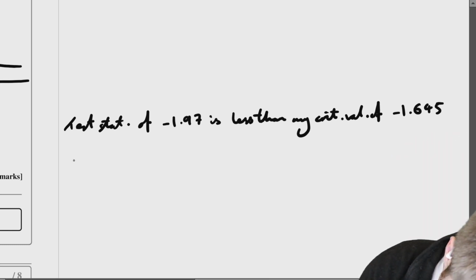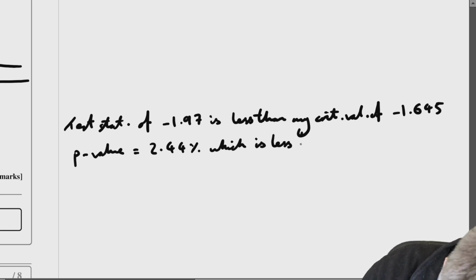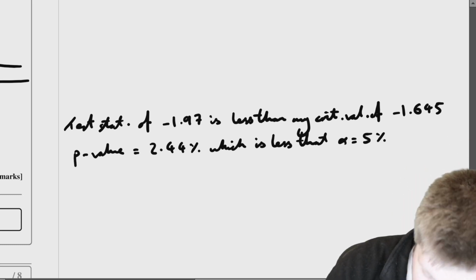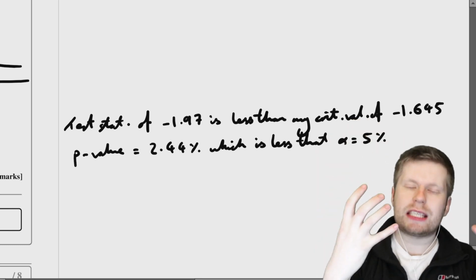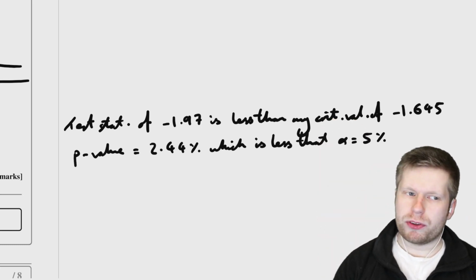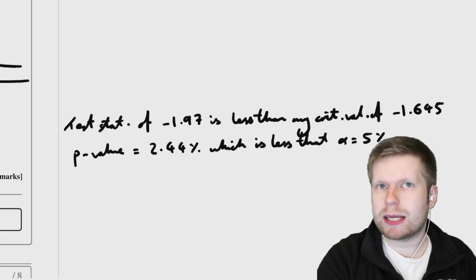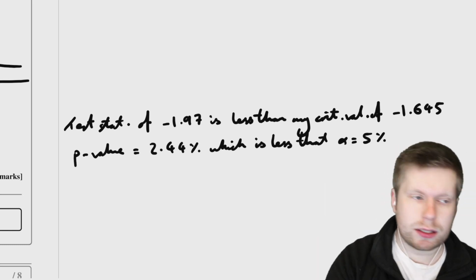The other thing I need to say in terms of my p-value. So my p-value is equal to 2.44%, which is less than my significance level, which remember was 5%. Okay, so in other words, if I end up with a probability of obtaining this sample which is 5% or above, that means that I can fail to reject my null hypothesis. But if it's less than 5%, that means the probability is suitably low enough to suggest that the probability of obtaining this sample is low, so therefore it's unlikely that the null hypothesis is correct.